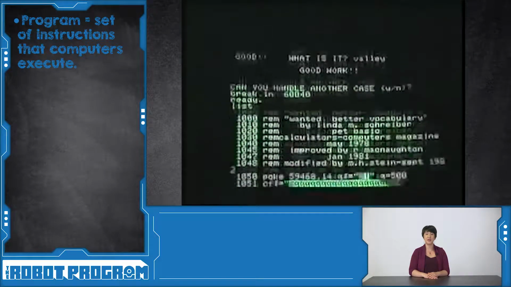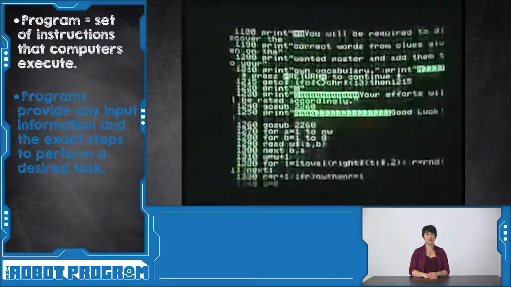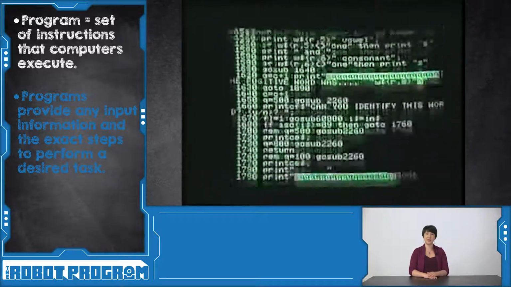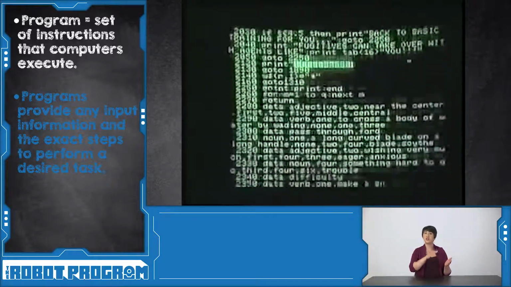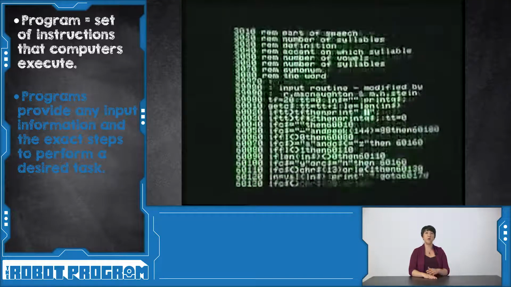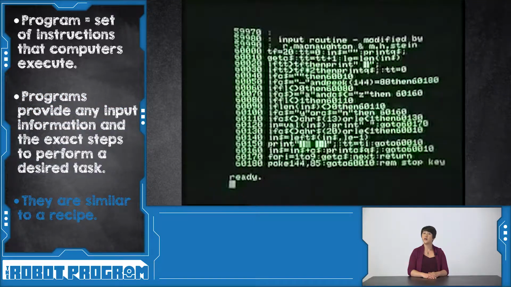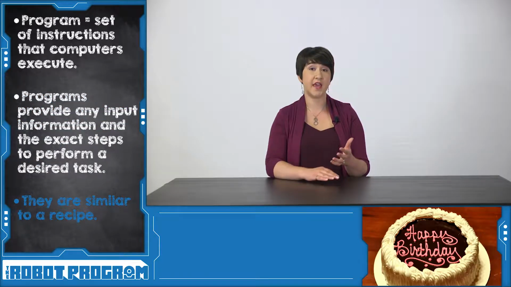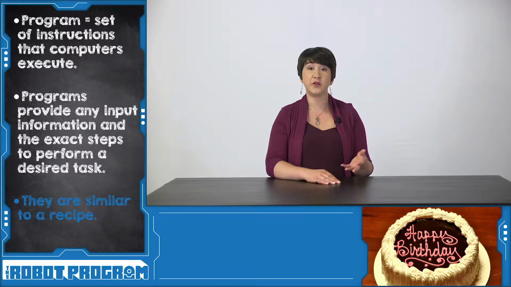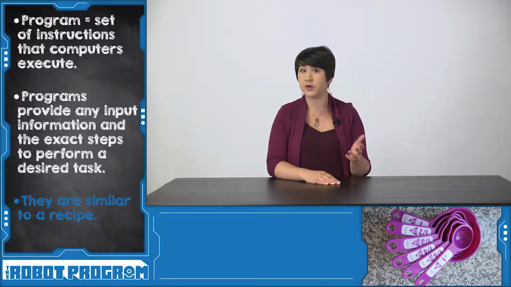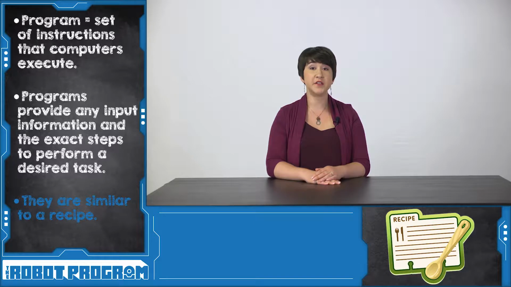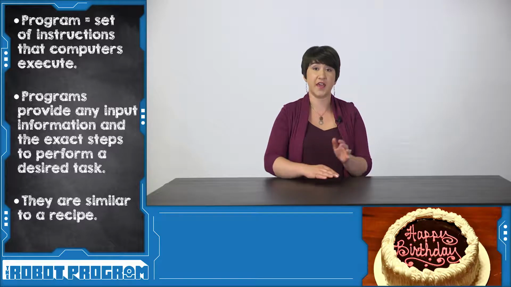Just like in a recipe, we provide the computer with input information and the steps to perform a certain task. If all the instructions are followed in the correct order, the computer will output exactly what we want. For example, if I want to make a birthday cake, I start by gathering all the ingredients and the measuring cups, or input information. I then follow the instructions to measure and mix and bake, and if I follow those steps exactly, I'll end up with a perfect birthday cake.